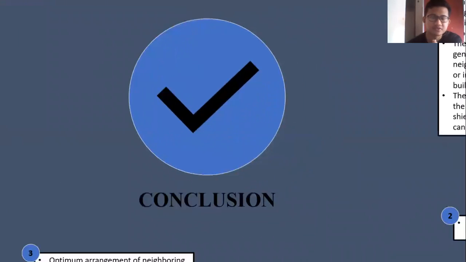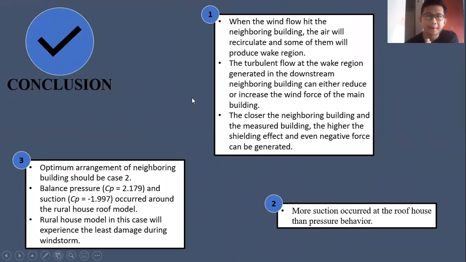For the conclusion, the first one is when the wind flow hits the neighboring building, the air will recirculate and some of it will produce a wake region. The turbulent flow at the wake region generated in the downstream of the neighboring building can either reduce or increase the wind force on the main building. The closer the neighboring building and the main building, the higher the shielding effect, and even negative force can be generated.